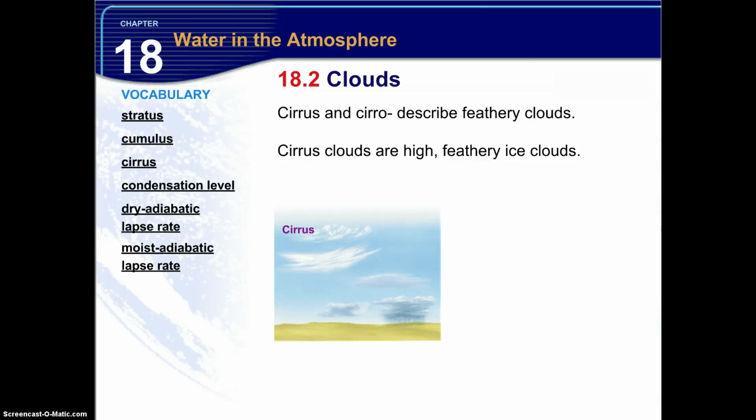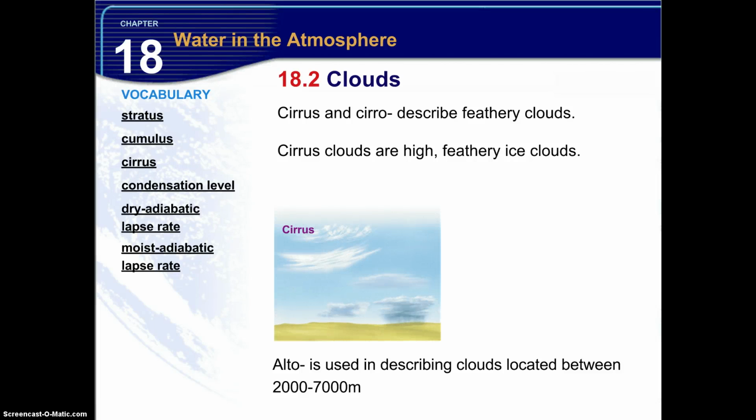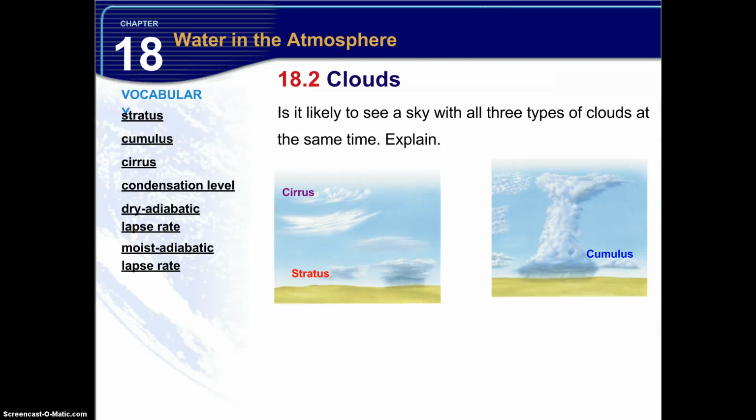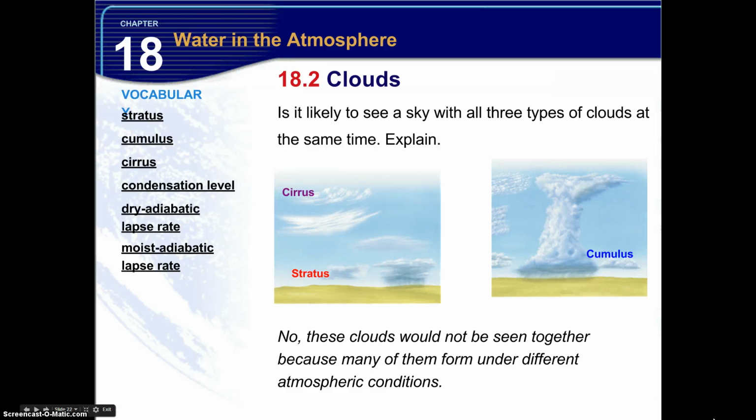Now, cirrus and cirro describe feathery clouds. Cirrus clouds are high, feathery ice clouds. Alto cirrus is used in describing clouds located between 2,000 and 7,000 meters in the atmosphere. Now, a question: is it likely to see a sky with all three types of clouds at the same time? Try to explain why or why not. The answer is no. These clouds would not be seen together because many of them form under different atmospheric conditions.